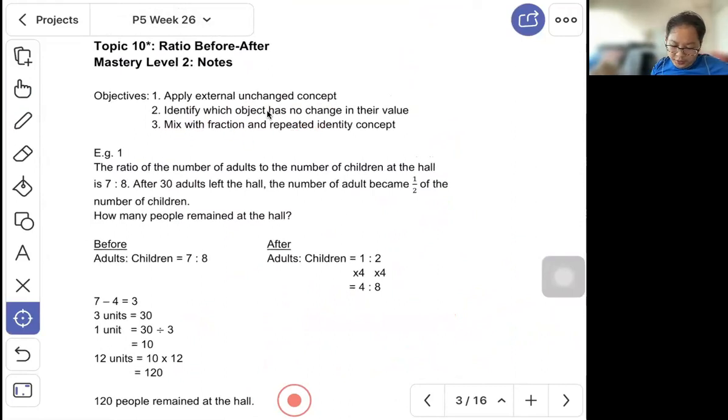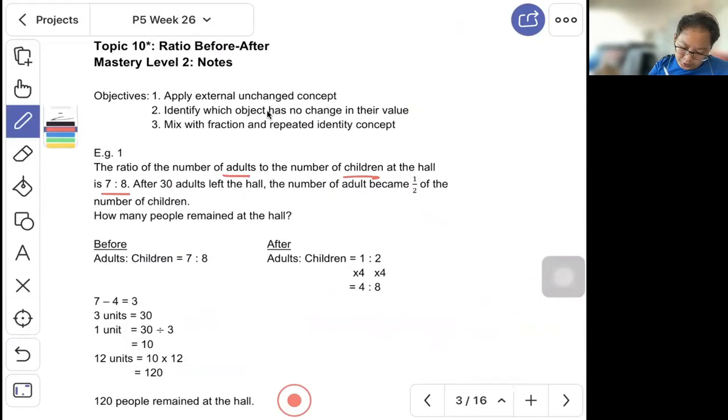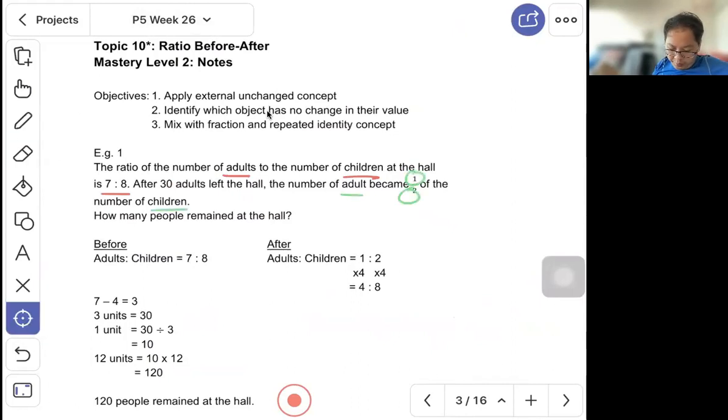Example 1 says the ratio of the number of adults to the children is 7 to 8. After 30 adults left the hall, the number of adults became 1 out of 2 of the children. That means the adult is 1 unit and the children is 2 units. How many people were in the hall at first? Before, adult to children is 7 to 8. After that is 1 to 2.